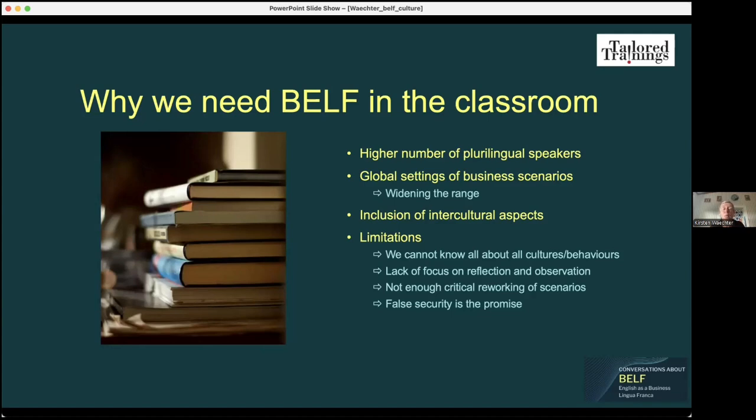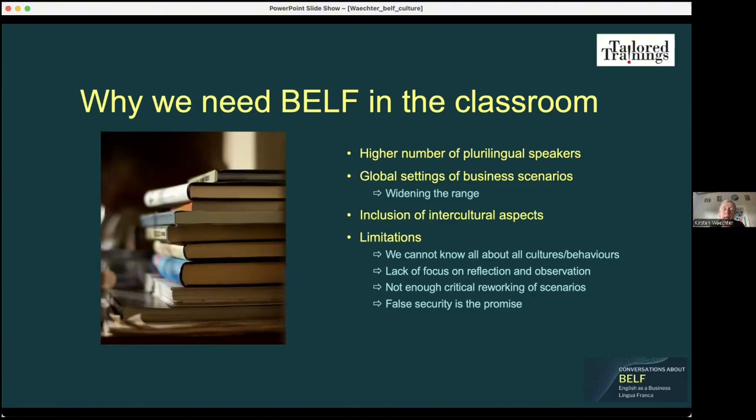So why do we need BELF in the classroom? I should say, for me, BELF is not a nice to have. It is not an add-on. Like intercultural competence, BELF is the only thing that helps if people need to do business internationally. And we still have to convince a lot of people who cling to these formulaic sets of language that are learned in textbooks, but I think it's the only way forward.